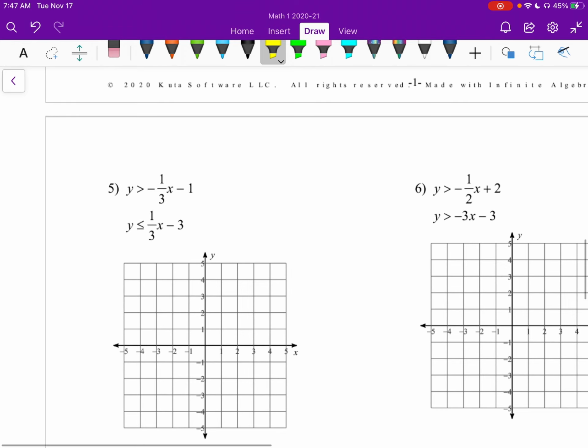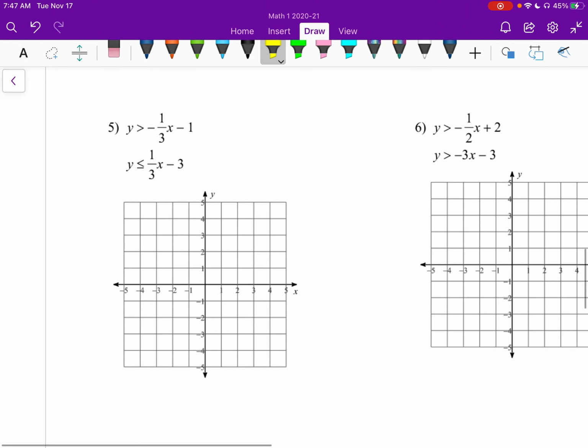Moving on, number 5. The first one has an intercept at -1 and a slope of -1/3, so I'm going to go down 1 and over 3, or I could go up 1 and left 3. And it's going to be a dotted line because there's no line under the inequality. The second one, I'll have an intercept at -3, a slope of 1/3, so I'll go up 1 and over 3, or down 1 and left 3. It's going to be a solid line.